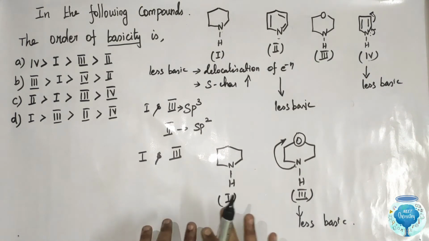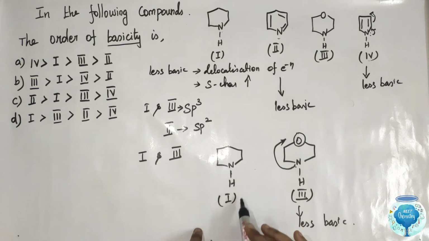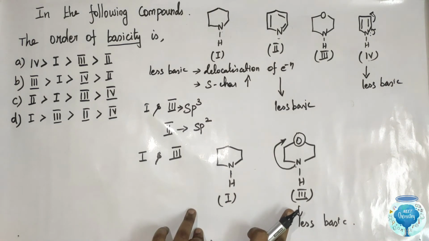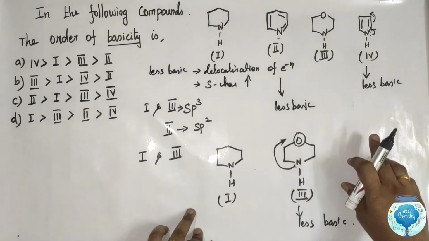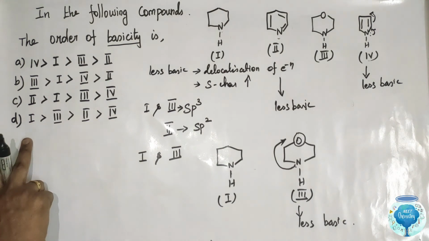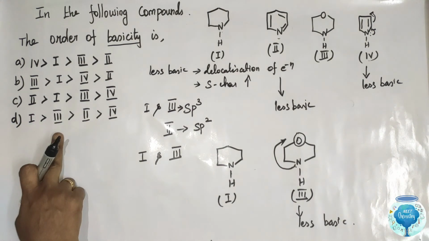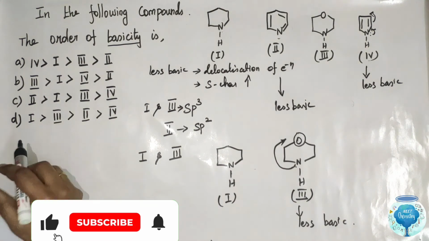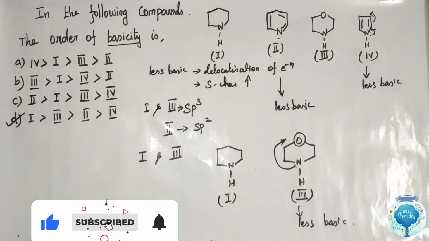So comparing these four compounds, compound 1 has the highest basic nature, then compound 3, next compound 2 and compound 4. So compound 1 is more basic: compound 3, compound 2, compound 4. So option D is correct.